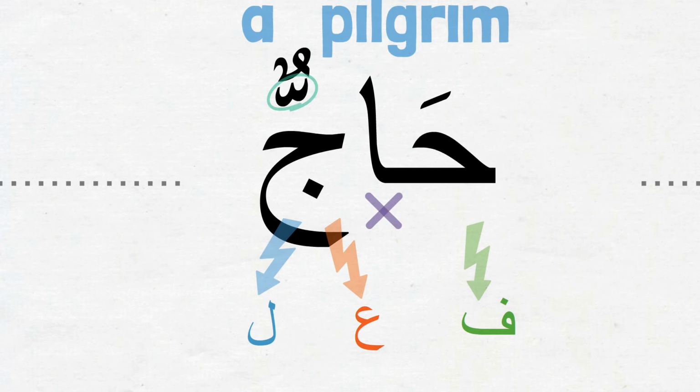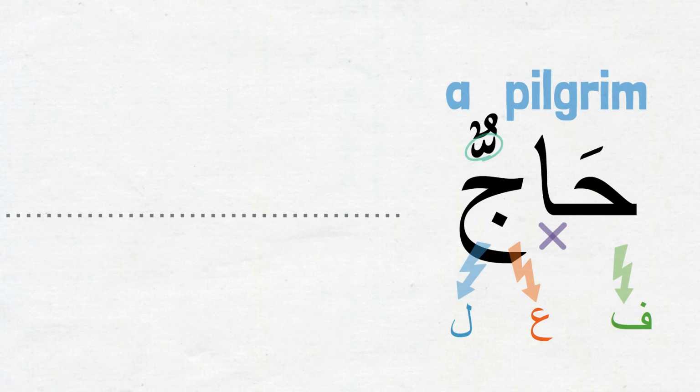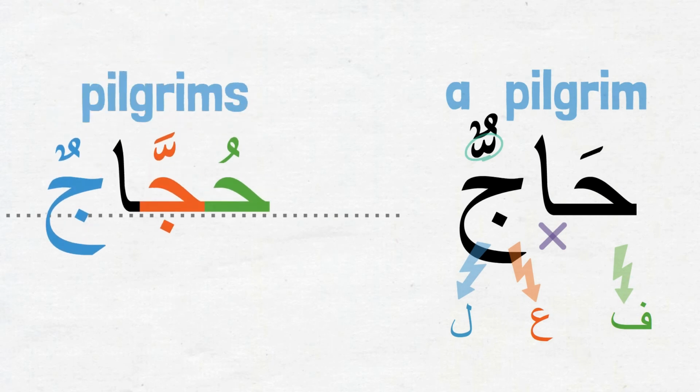The plural pattern of this word is fu'alun. Hajjun then transforms into hujjajun in plural form. Hajjun became hujjajun.